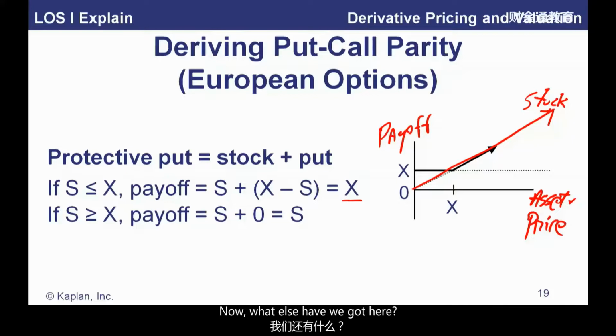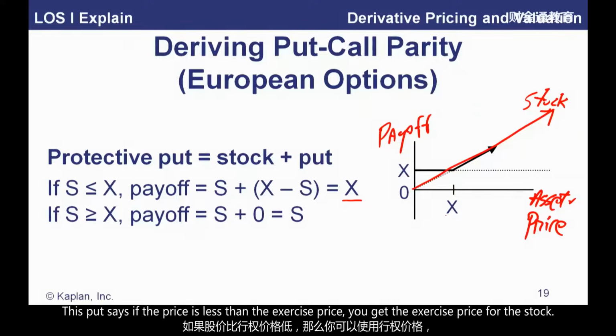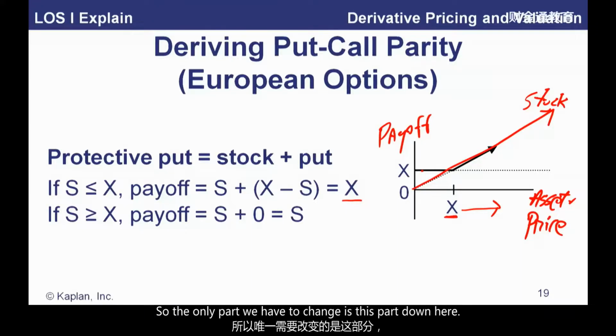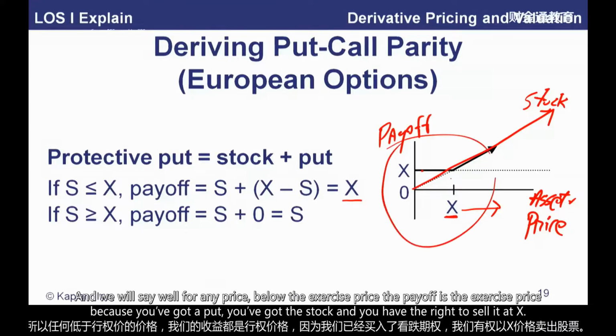Now, what else have we got here? Well, we bought a put. Well, what does this put say? This put says if the price is less than the exercise price, you get the exercise price for the stock. So that added to that. Of course, beyond here, the put is out of the money. It expires worthless if the asset price at expiration is greater than the exercise price. So the only part we have to change is this part down here, and we'll say, well, for any price below the exercise price, the payoff is the exercise price because you've got a put, you've got the stock, and you have the right to sell it at X.